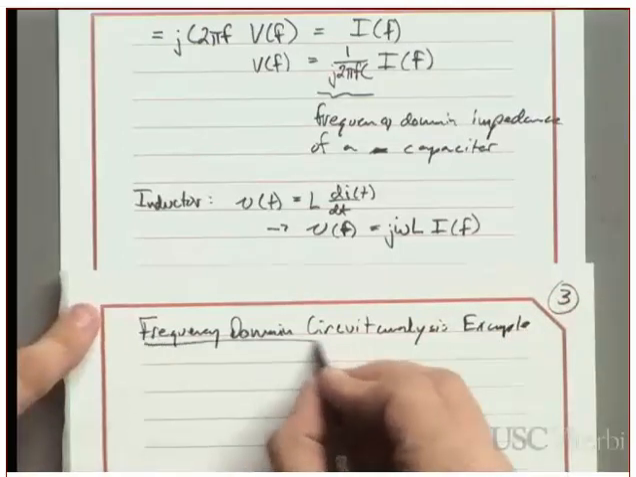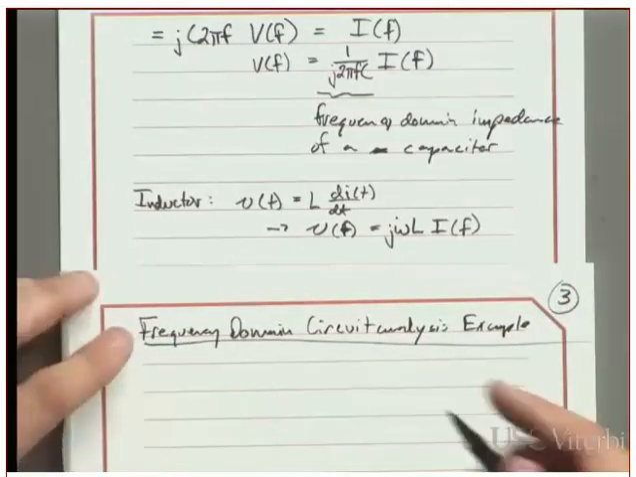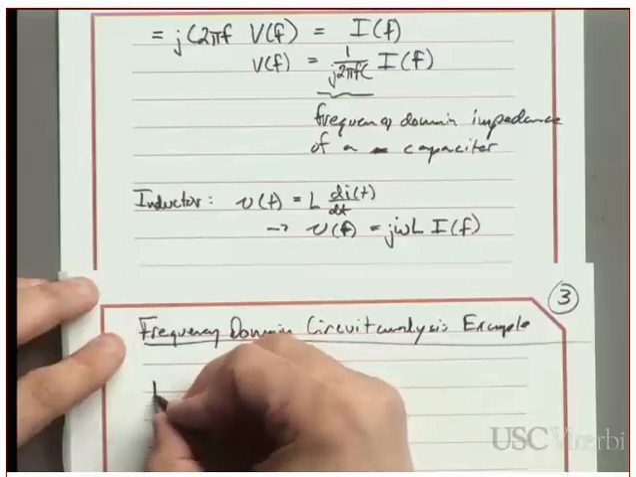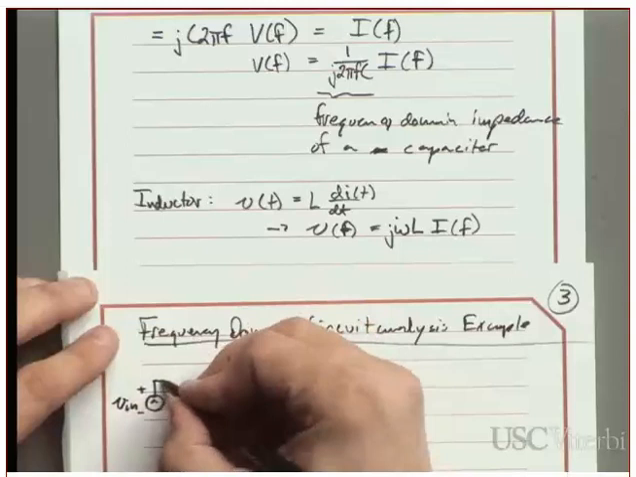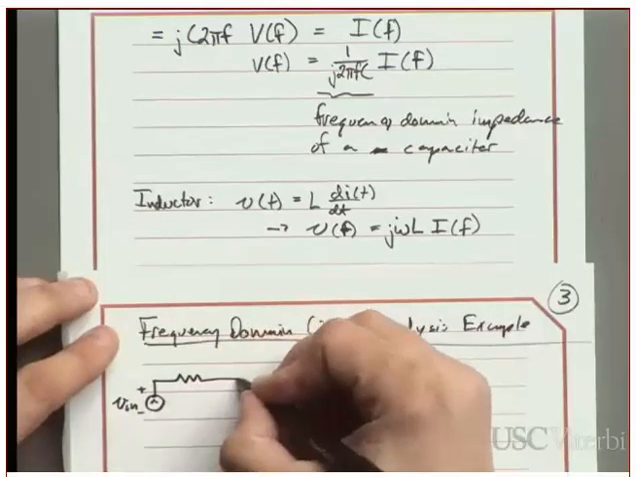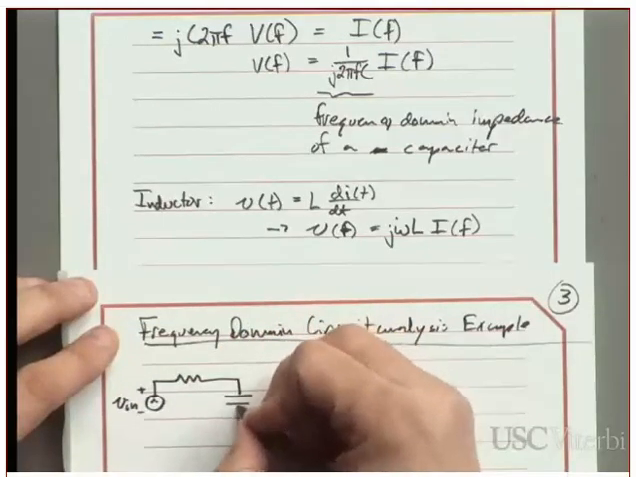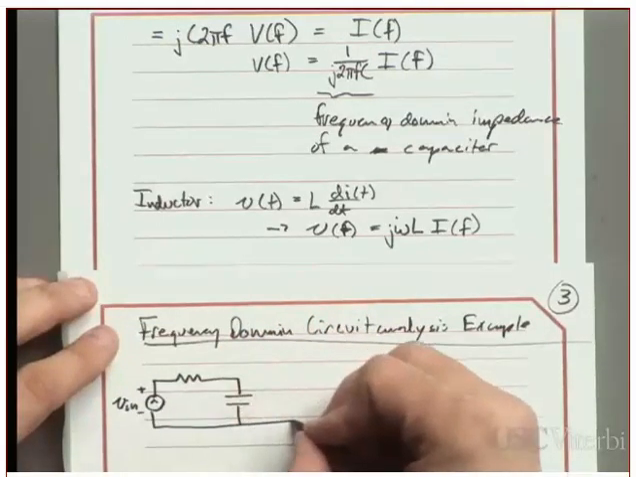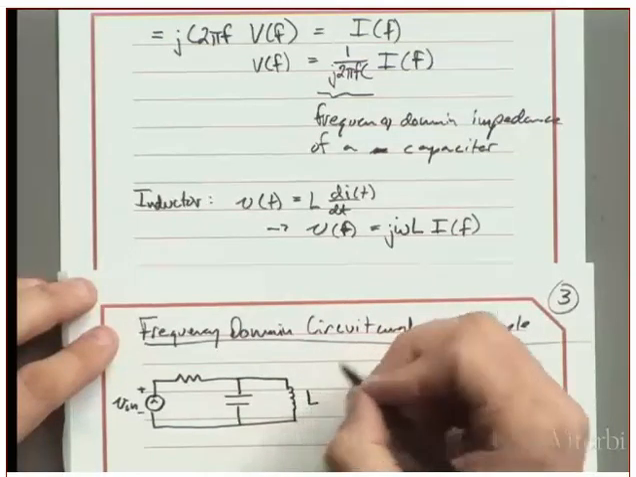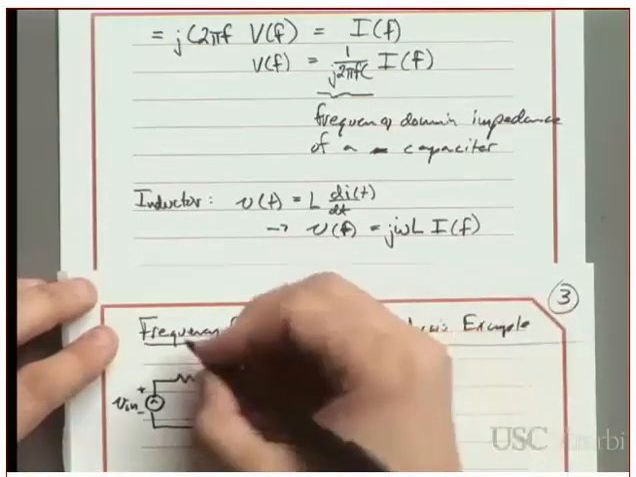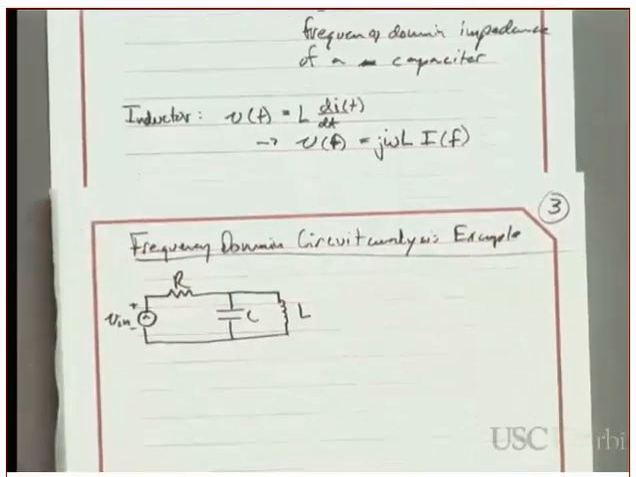There's my wonderful title: Frequency domain circuit analysis example. So in the frequency domain, we have to have a variable source, and then we just have whatever components we have. In this case, I'm going to use this circuit. So I have an inductor here, capacitor here, and some resistor here.